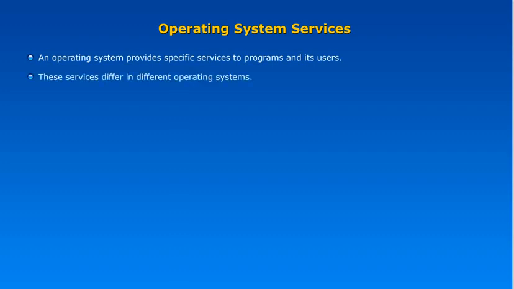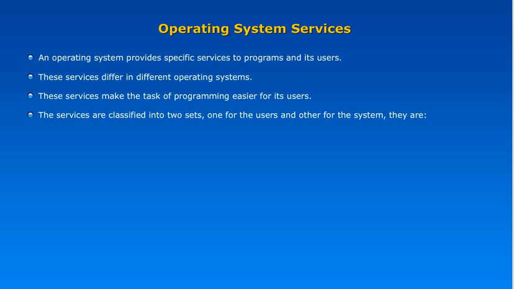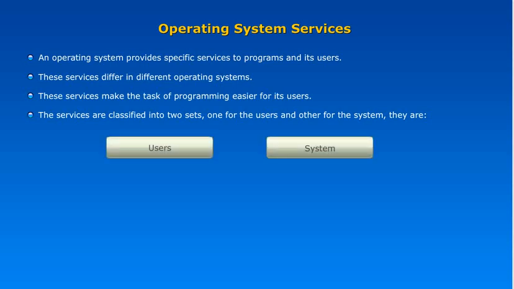Operating system services. An operating system provides specific services to programs and its users. These services differ in different operating systems. These services make the task of programming easier for its users. The services are classified into two sets, one for the users and the other for the system. They are users and system. Click on button to know more.